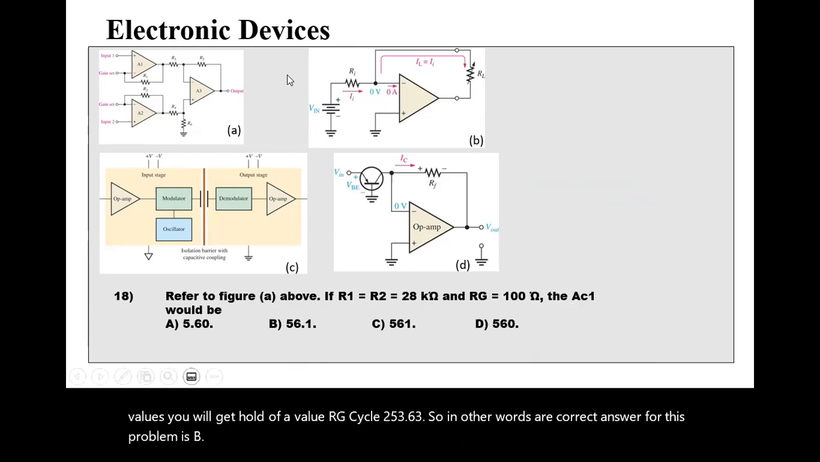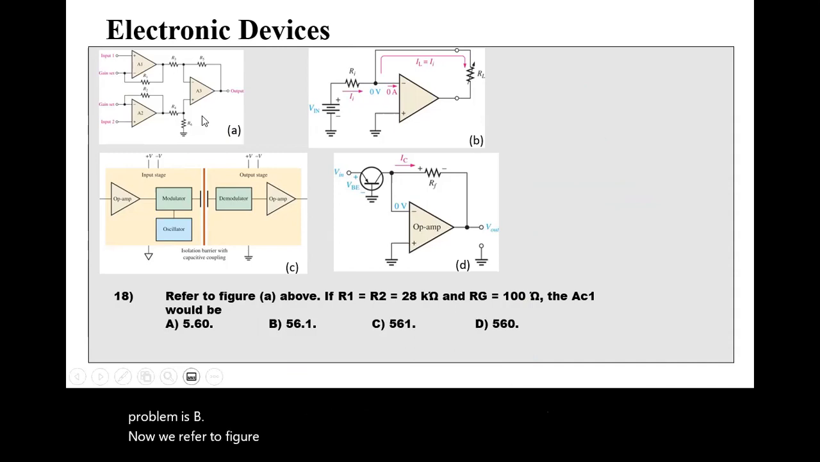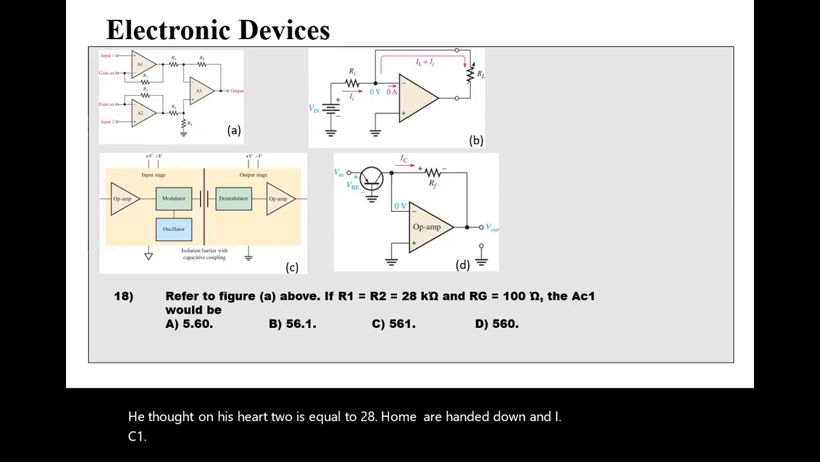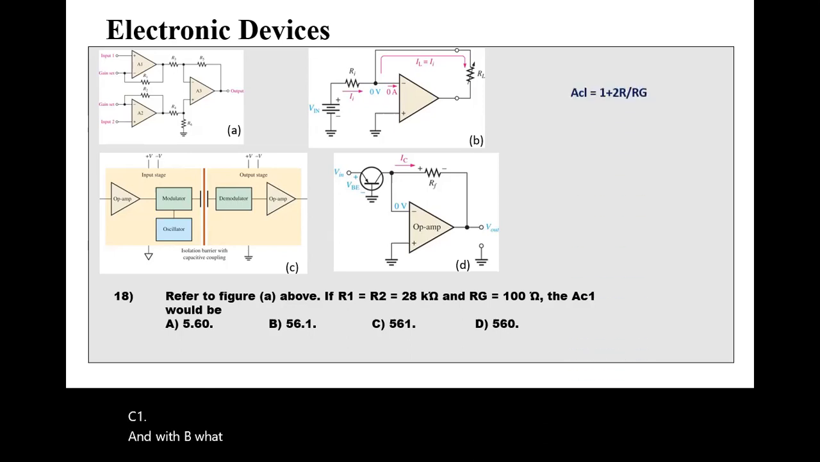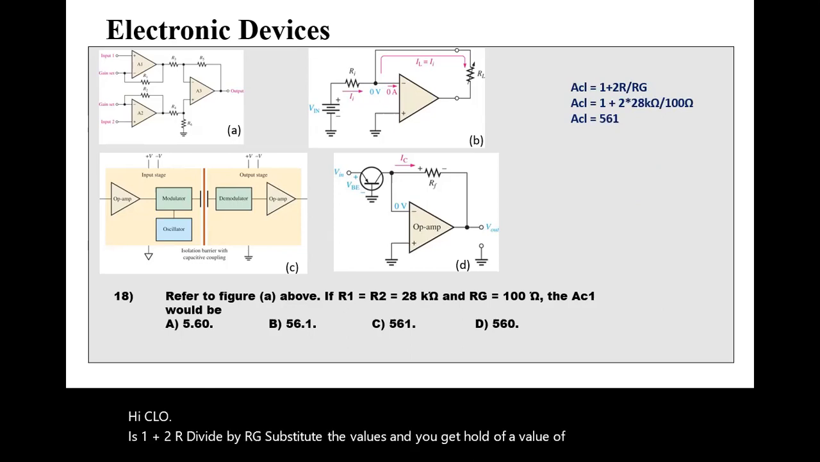Now we refer to figure A. If R1 and R2 are equal to 28 ohm, and RG is 100 ohm, what would ACL be? ACL is 1 plus 2R divided by RG. Substitute the values and you get a value of 561. So in other words, the correct answer is C.